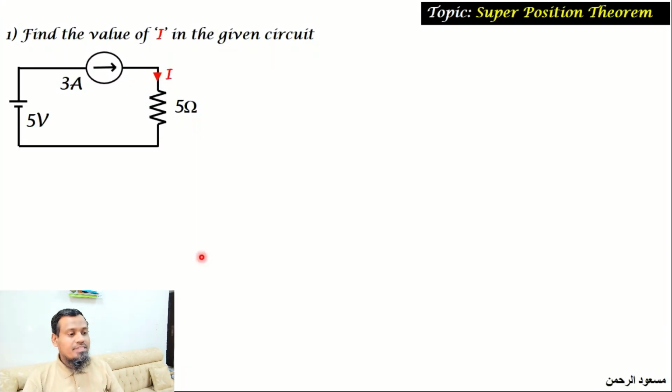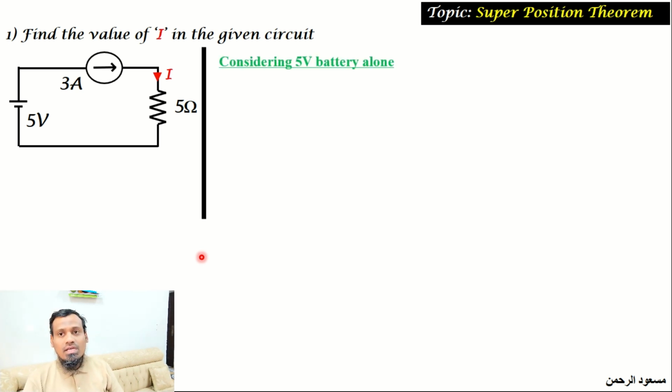The given problem says find the value of I in the given circuit, and the given circuit is this one, which has a resistance with two sources. One is a voltage source and the other is a current source. As per the superposition theorem we have to consider one source at a time. So let us consider the 5 volt battery alone.